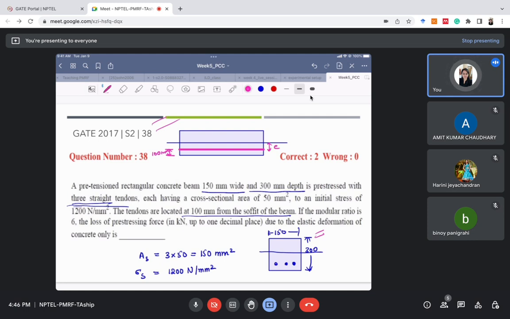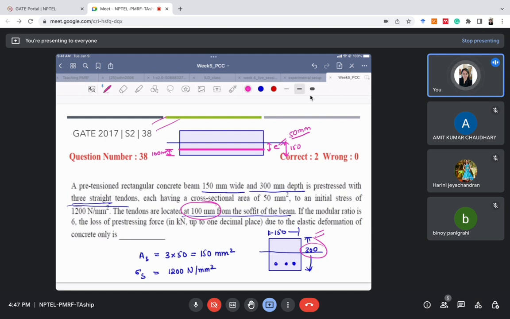If it is 100 mm from the soffit of the beam, and the entire depth is 300, half of it is 150, right? So what is the value of E now? The value of E is 150 minus 100, that is 50 mm. So they could have straight away given us the value of E, but just to confuse us, or in a hurry, you might consider this as the value of E. Okay, so you should keep these small things in mind.